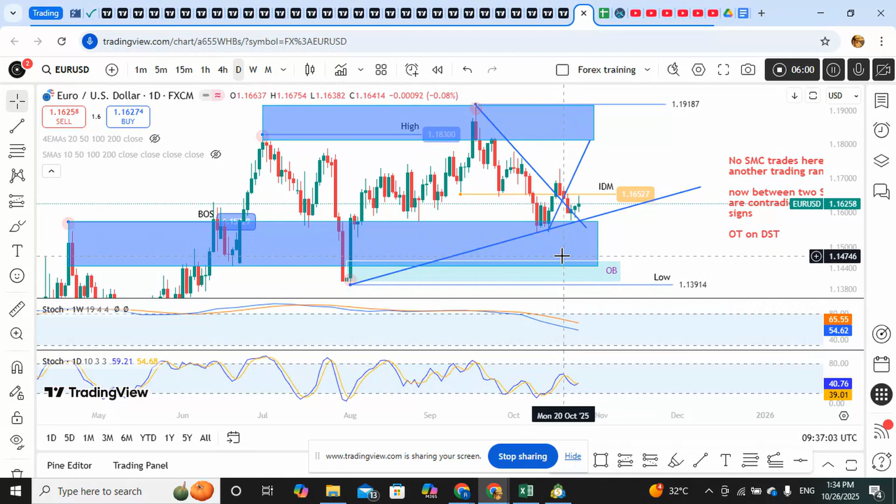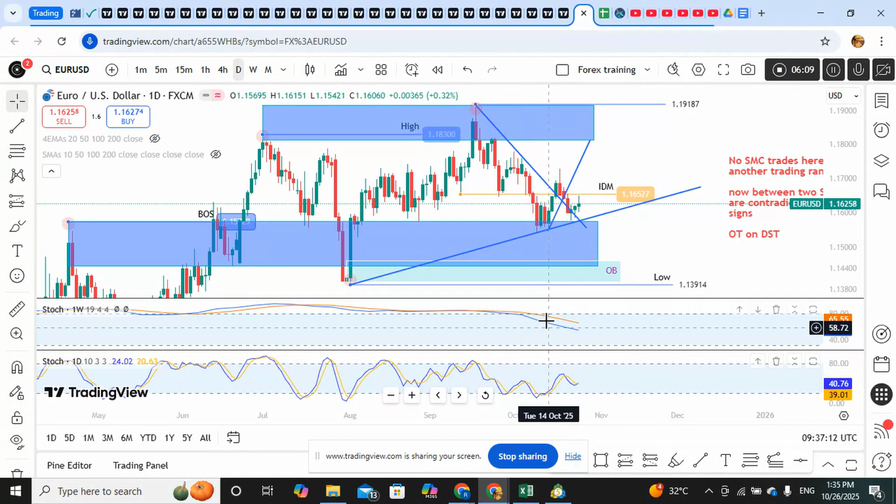Now another scenario would be: the daily is below the 32, exactly like this case.